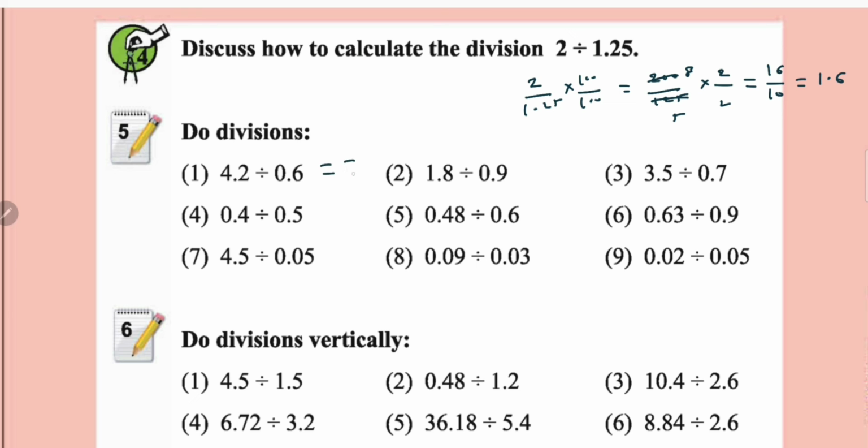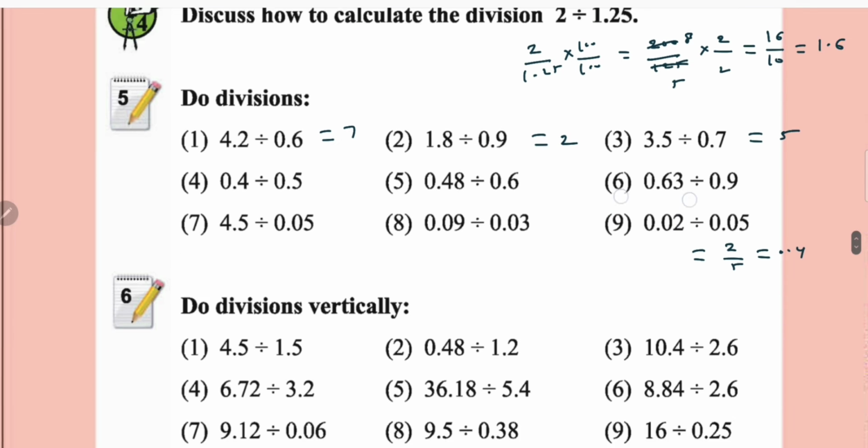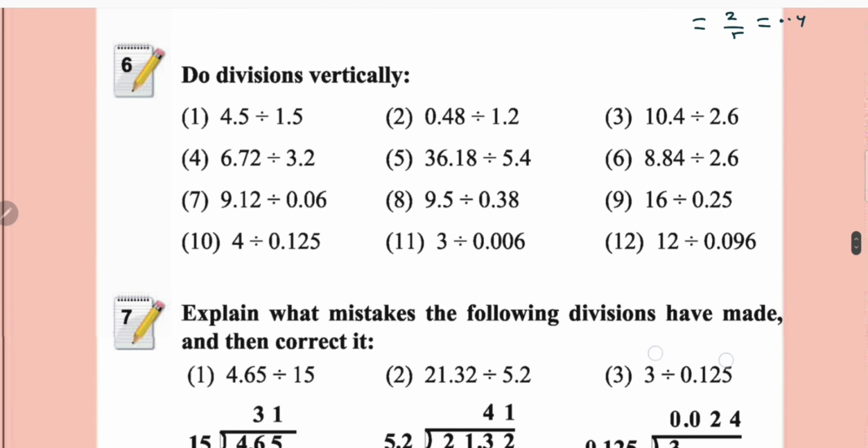This is what? 7. This is what? 2. This is what? 5. What about this? 2 by 5. That is 2 by 5, 0.4. Now do the divisions vertically.